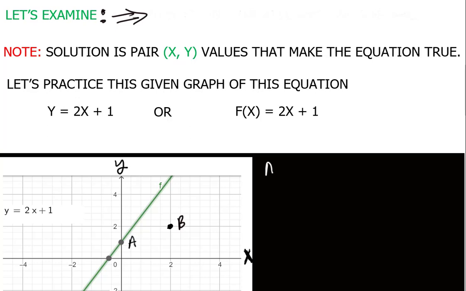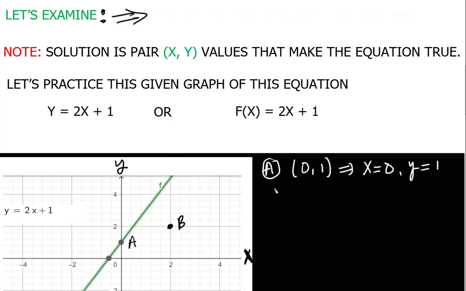So now let's write point A. You can see point A, if you trace it, x will be 0 and y will be 1. So the pair of points is (0, 1), which means when x is 0, y will be 1. Let's see if this is a solution for this equation.